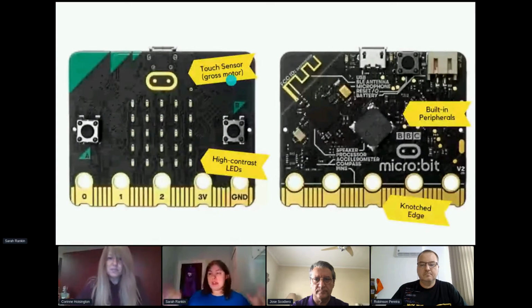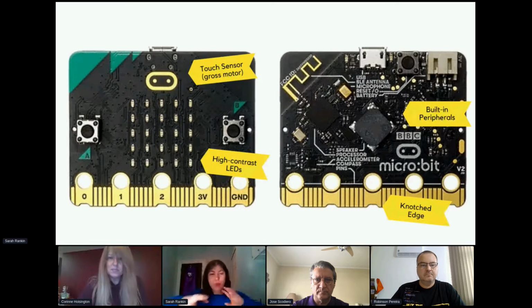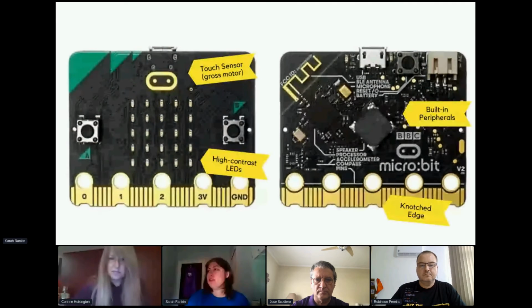We also have those high contrast LEDs for students who might have low vision. So that contrast between the black background of the Microbit with the red LEDs is not only engaging for students, but also it just creates a visual that's far more accessible to students with low vision.